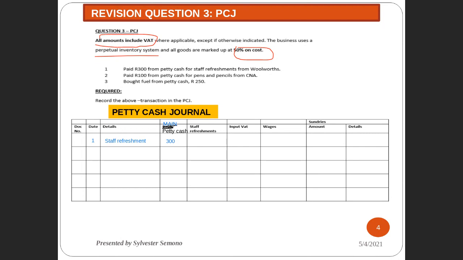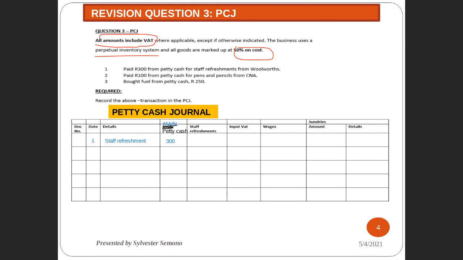But you must ask yourself, is staff refreshment VATable? Remember from our past experience, I told you anything to do with the staff, entertainment of the staff, you cannot claim VAT. Yes, you did pay VAT on your board, but unfortunately you cannot claim VAT. So you cannot calculate VAT, because the minute you calculate VAT, it means you are going to claim VAT.